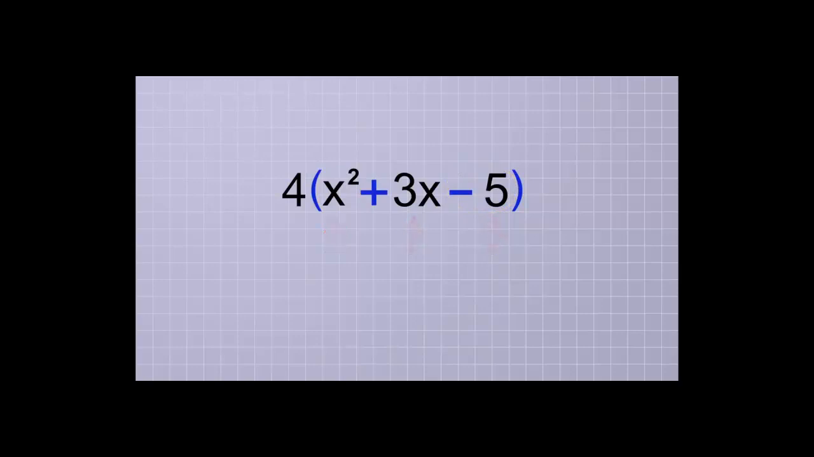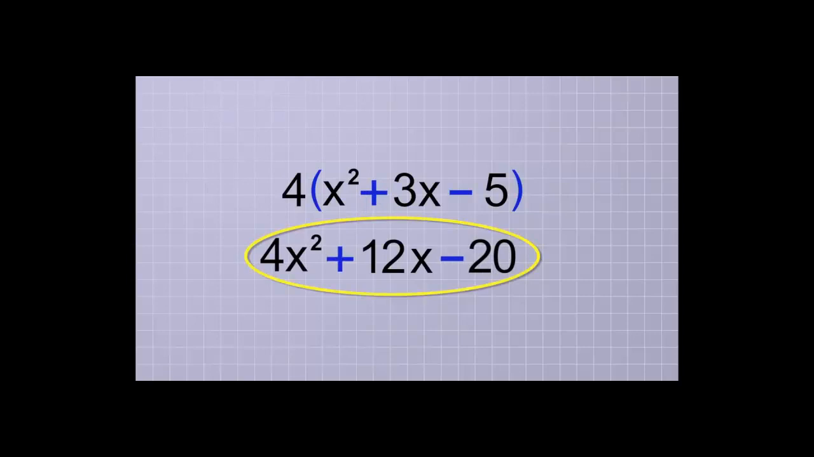So we distribute a copy of the factor 4 to each term, and we get 4 times x squared, or just 4x squared, 4 times 3x, which is 12x, since 4 times 3 is 12, and 4 times the negative 5, which is negative 20. So the equivalent distributive form is 4x squared plus 12x minus 20.